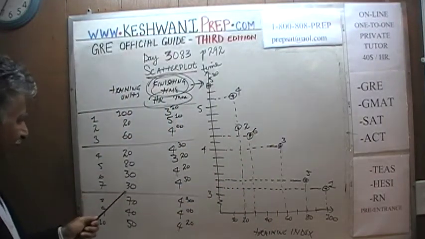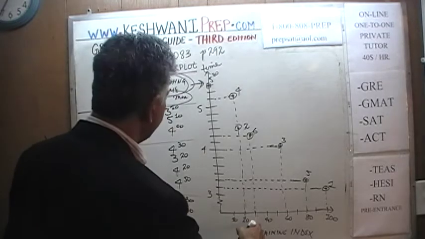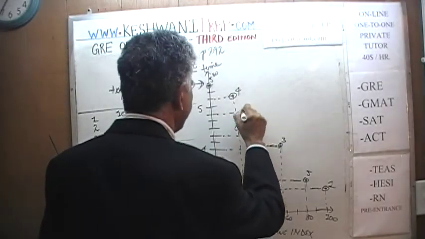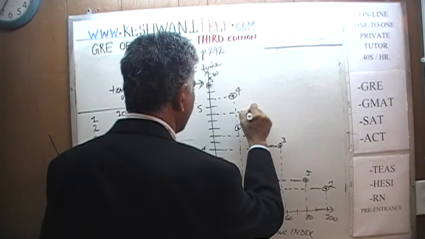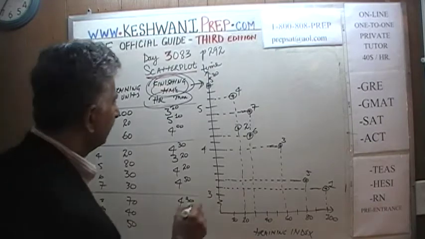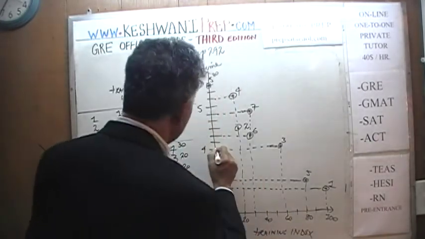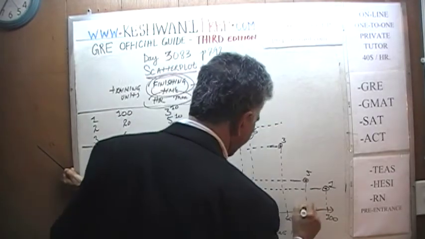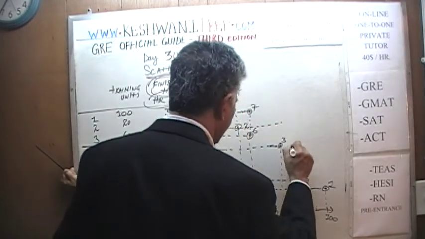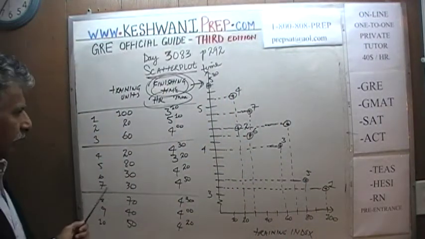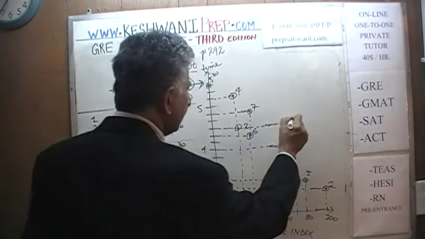Then we have 30 and 450. 450, we just keep on going right here. 450, that's your 7. Then we have 8, 70 and 430. This is 70, 430. 1, 2, 3. And 70. Voila. And that was number 8.